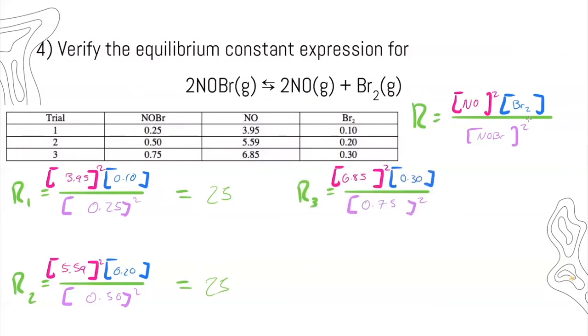And for my third one, I'm going to, again, just plug in my data for the third trial, then transfer it into my calculator and get an equilibrium constant of 25.